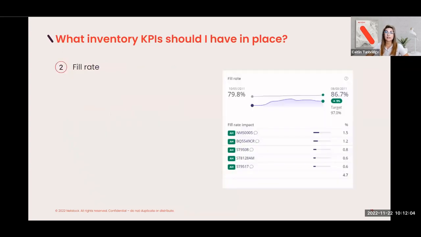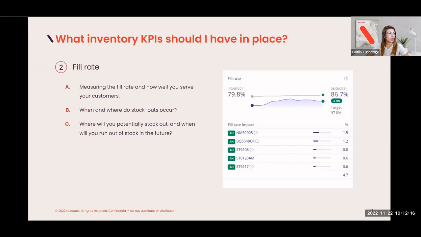The fill rate is the percent of demand met by immediate stock availability. We should be measuring the fill rate and how well we serve our customers. We should be looking at when and where stockouts are occurring, where we'll potentially run out of stock, and when will we run out.